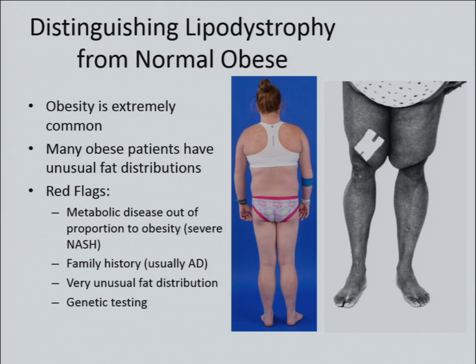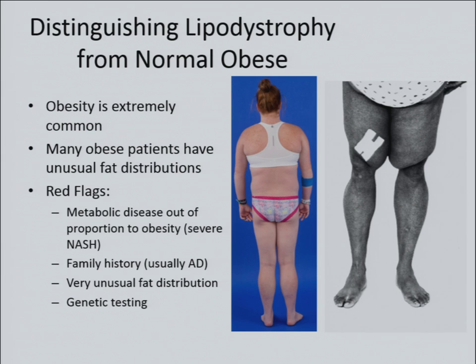And I borrowed this slide from my friend Dr. Rebecca Brown at the NIH. Because obesity and obesity-related diseases like NAFLD are very common, patients with lipodystrophy often get misdiagnosed and are mixed into the population. These are red flags listed here that she suggested in order to differentiate and not miss a patient with lipodystrophy.